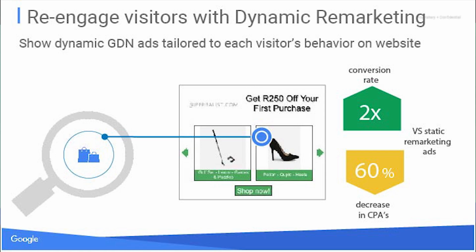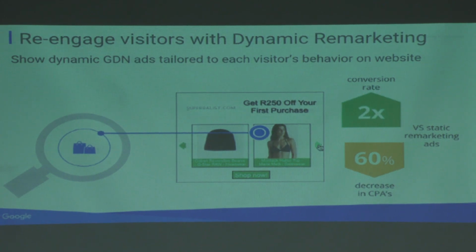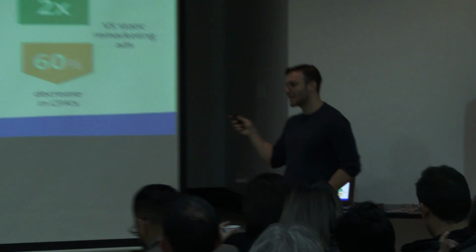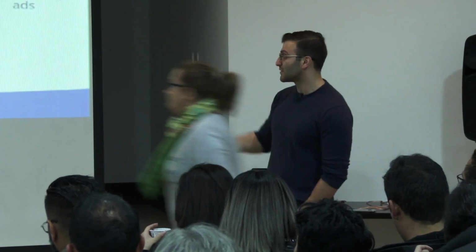Finally, dynamic remarketing. So I think we're all familiar with how remarketing works. It allows you to show ads to consumers that have visited your site and are then on another site as part of the Google Display Network. Dynamic remarketing really takes it to the next level. It allows you to surface ads specifically to those customers that actually researched the specific product or brand on your site, and then serves that ad to them on the Google Display Network. We're really excited about this because we see 2 times performance in conversion rate versus static remarketing ads, and a very big decrease in cost per acquisition.